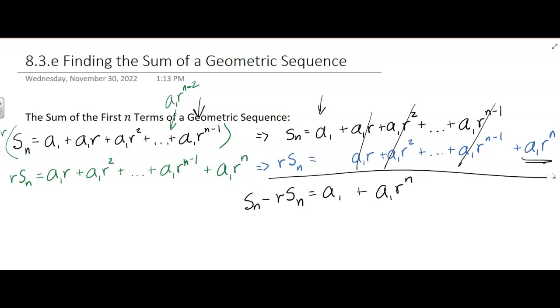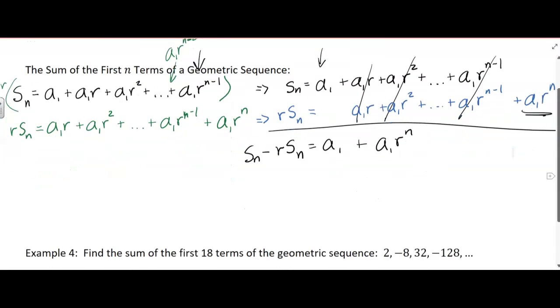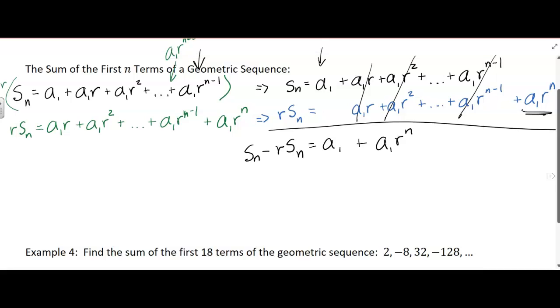Okay? Now, we want to solve for s sub n. We're trying to find a formula for s sub n. So factor out the s sub n on the left. You have 1 minus r. On the right-hand side, factor out a sub 1 times 1 plus r to the nth. Oh, it should be minus. Dang it. We were subtracting. Sorry about that. It should have been minus because you're subtracting these. I should have written a subtraction sign there.